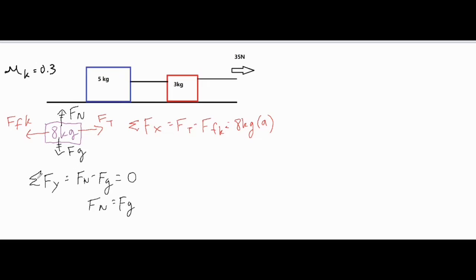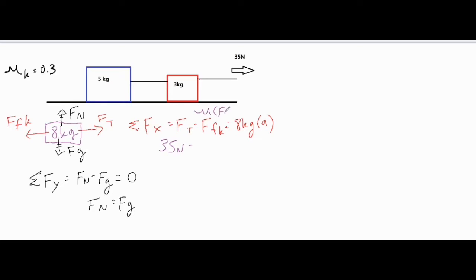All right, in the y direction, we don't have quite as much to look at because we have no movement or acceleration in the vertical direction. So we have the normal force minus the force of gravity equals m times a, which equals 0. So Fn would equal Fg if you added Fg to both sides. In the x direction, we have the force of tension, which is this not so big 35 newton force to the right, and the force of friction opposing that slide, and that equals the mass times acceleration. Since we're looking at both objects as one big system, we have 8 kilograms in total with some kind of acceleration.